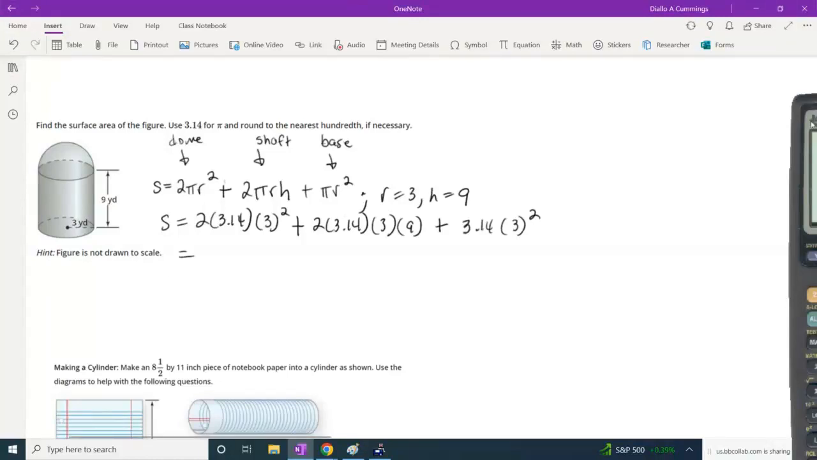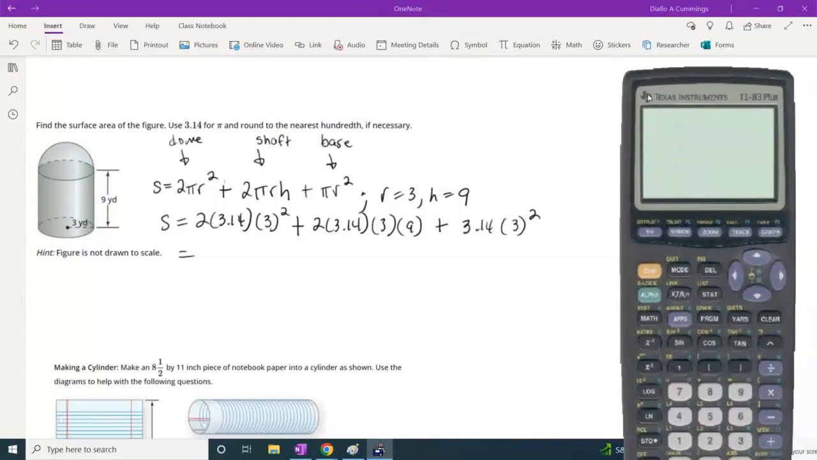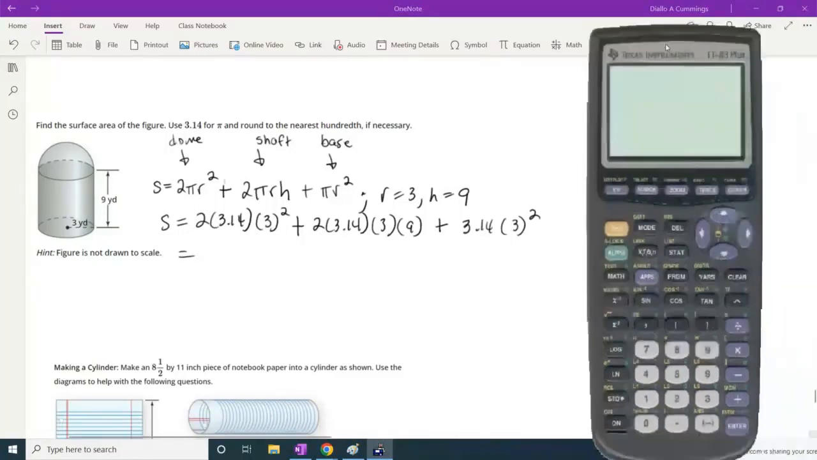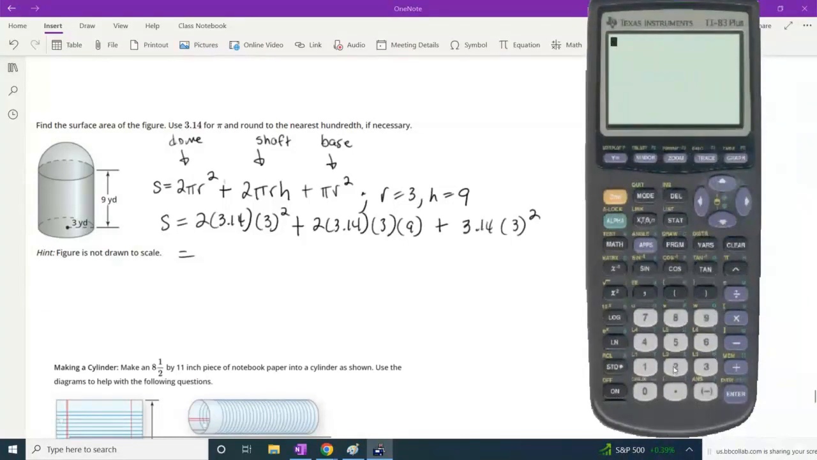All right. So now if we put this into the calculator, 2 times 3.14 times 3 squared, which is 9, plus 2 times 3.14 times 27, because 9 times 3 is 27, plus 3.14 times 3 squared, which is 9, and we get 254.34 square yards.